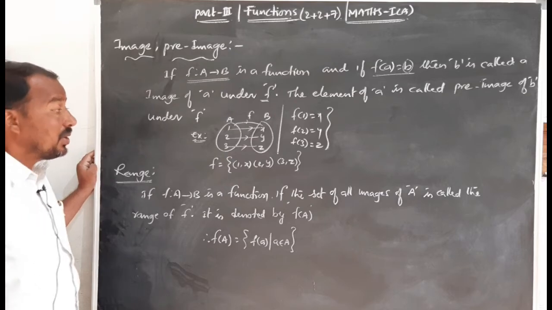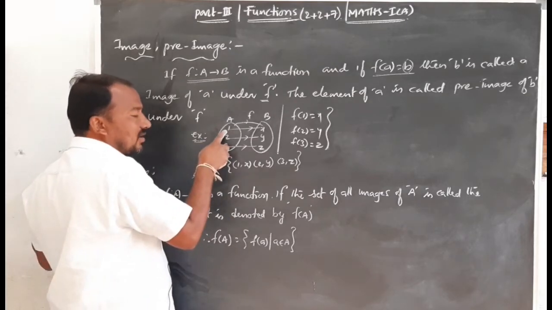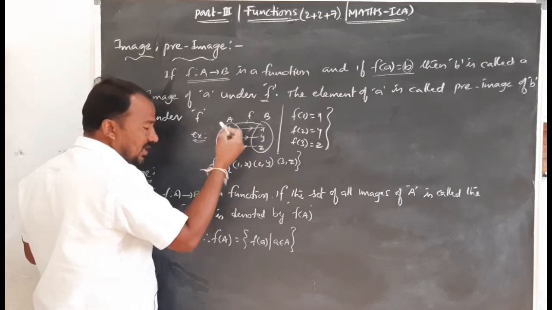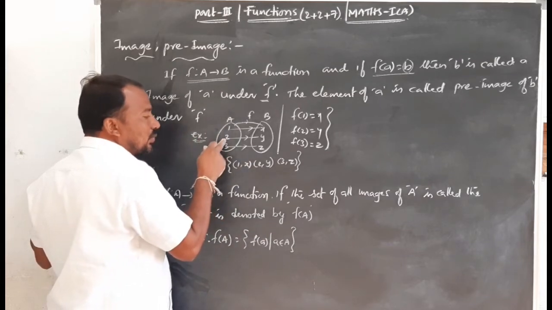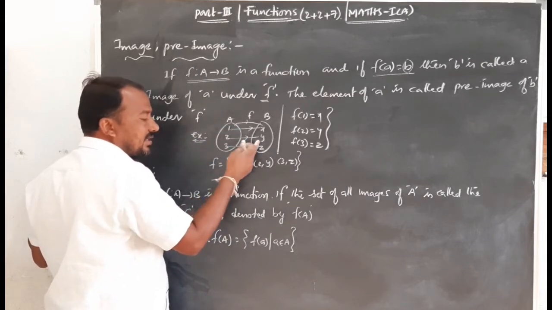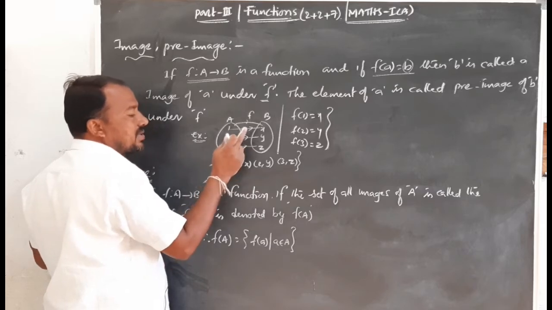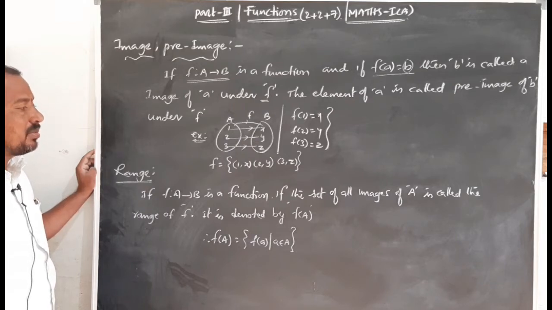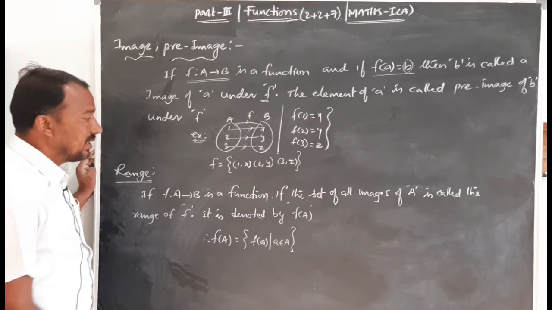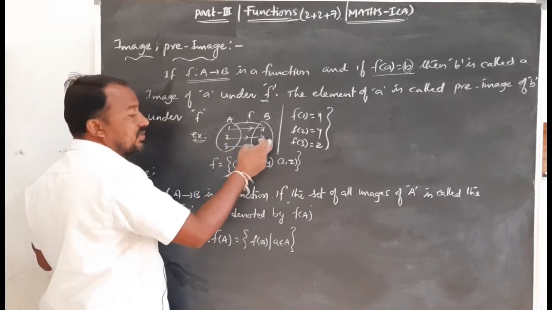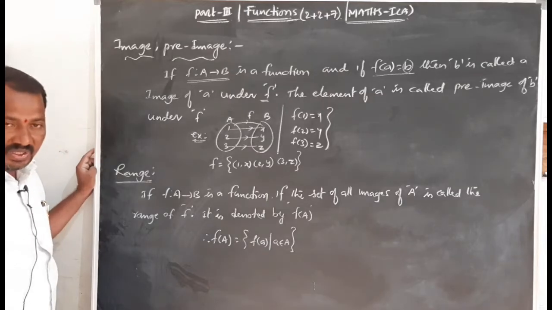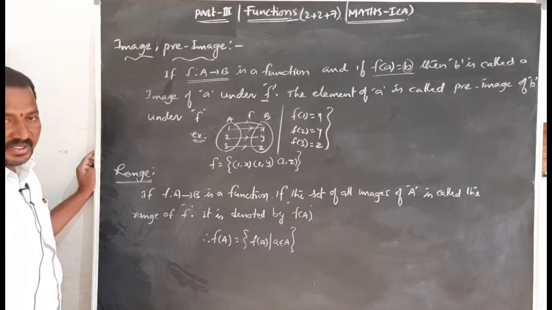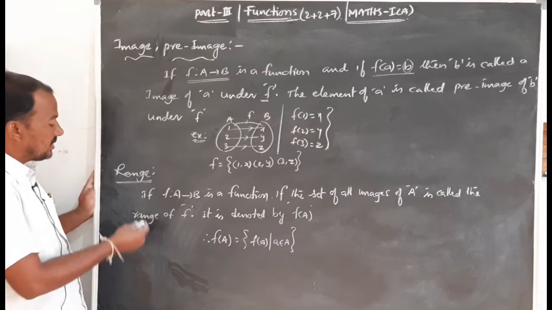What is the pre-image? 1 is called the pre-image of x under f inverse. 2 is called the pre-image of y. 3 is called the pre-image of z. Understood? Image of 1, f of 1 equals x. Image of 2, f of 2 equals y. Image of 3, f of 3 equals z. So that is called the image and pre-image. The next definition is range.